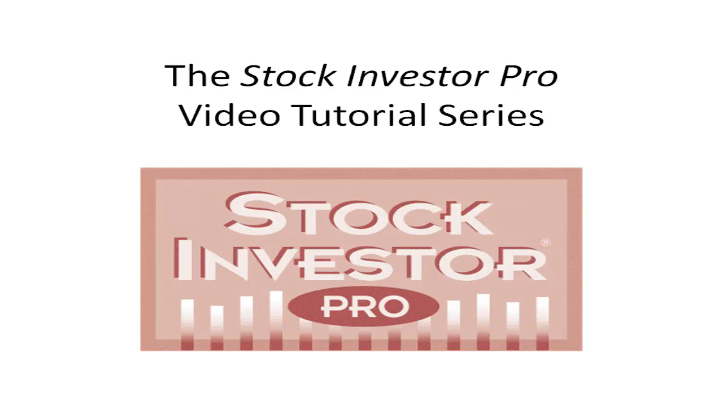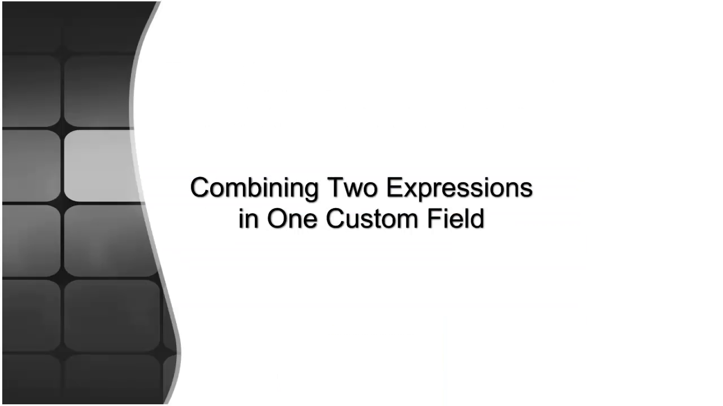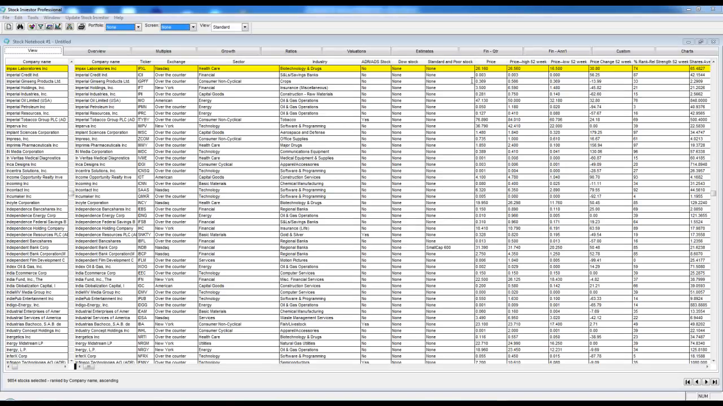In this video segment, I will discuss combining two expressions in one custom field. In this video, I calculate a custom field that adds together cash and short-term investments for the latest fiscal quarter and divides the sum by the number of average shares outstanding.